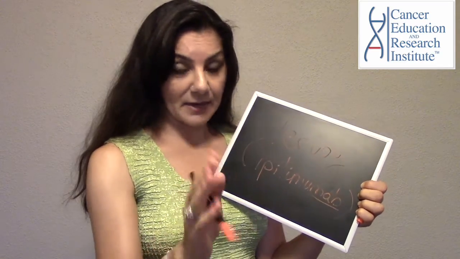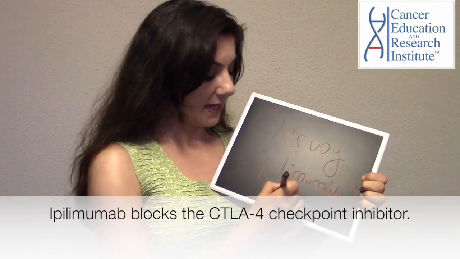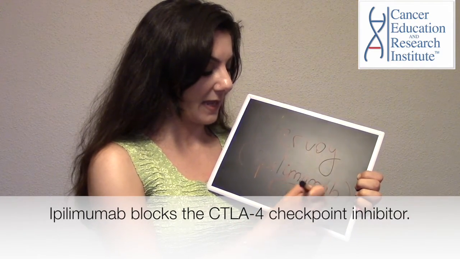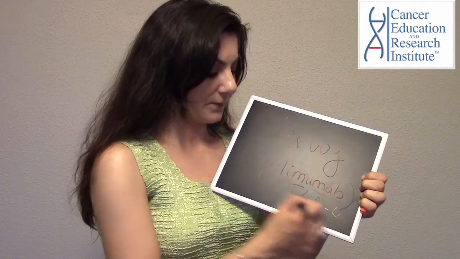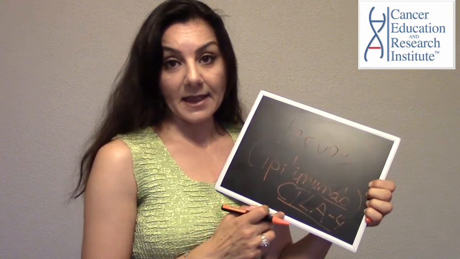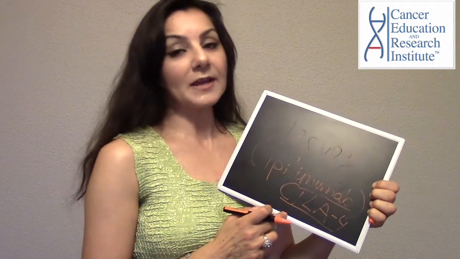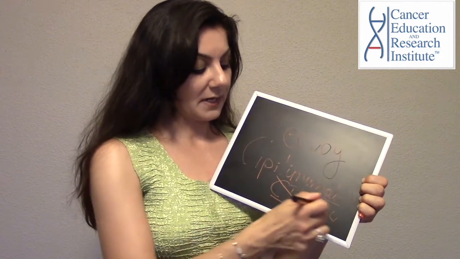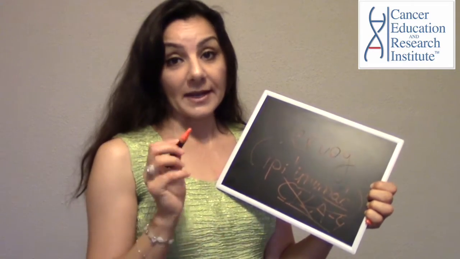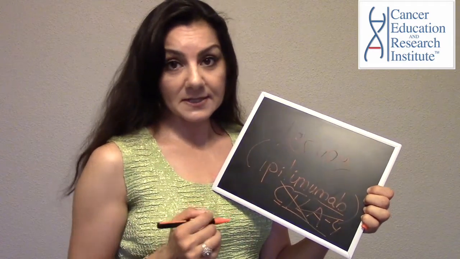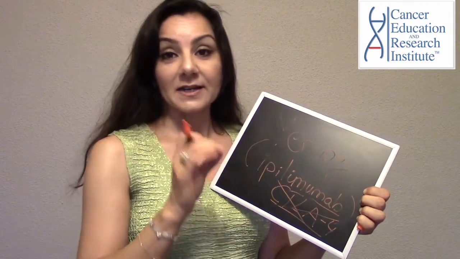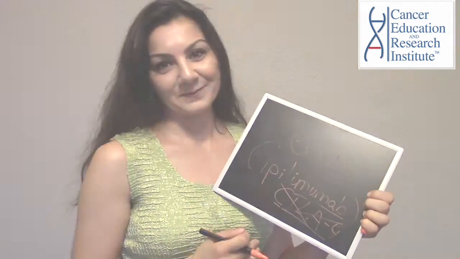Ipilimumab is directed towards another checkpoint inhibitor, which is called CTLA-4. CTLA-4 is also a checkpoint inhibitor. We just learned what happens when we block a checkpoint inhibitor. We are enabling immune system cells, or cytotoxic T cells, to attack tumor cells and kill them.